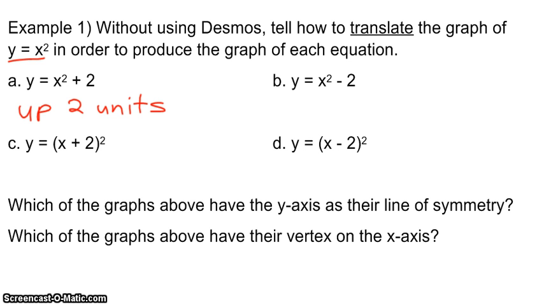And then we have part B, and it's still that minus 2 is on the outside, so we are going to move down 2 units.